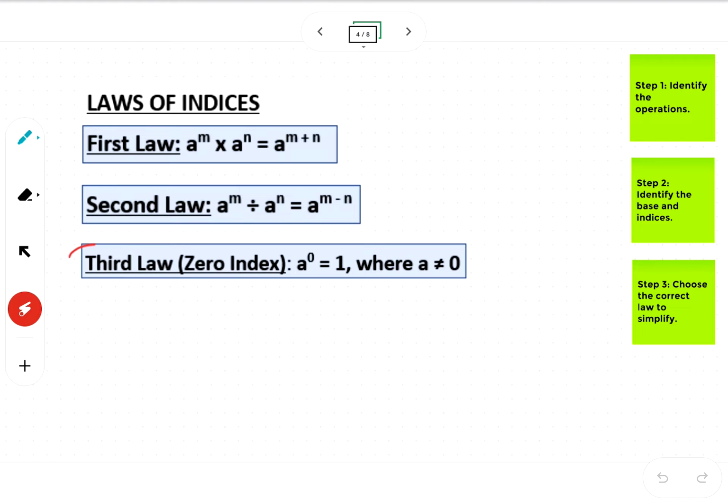Okay, and the third law, or the zero index law, is when you see a to the power of 0, or if you see a number or any variable to the power of 0, it equals 1. So for example, if you see 4 index 0, it means 1. If you see z power 0, it means 1.